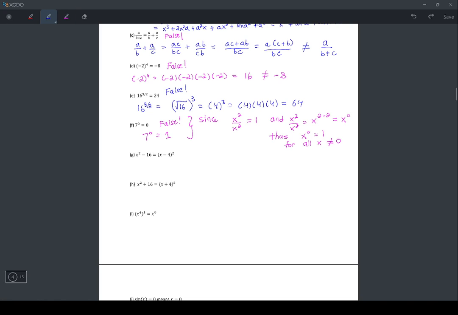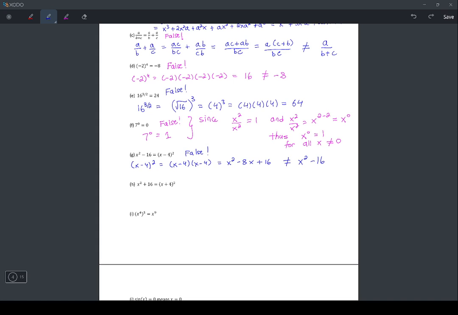Okay, next problem. Is it true that x squared minus 16 is equal to x minus 4 squared? Well, I'm going to answer it backwards. I'm going to show that it's false, because x minus 4 squared is equal to x minus 4 times x minus 4. If we FOIL it out, we get x squared minus 8x plus 16. We get a cross term of negative 4x, another cross term of negative 4x, combined like terms, we get negative 8x. Negative 4 times negative 4 gives you your positive 16. That's not even close to being equal to x squared minus 16.